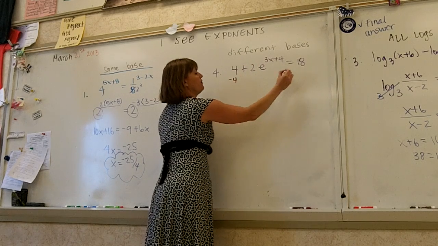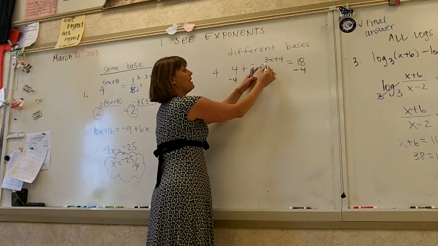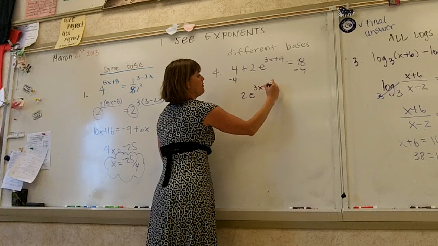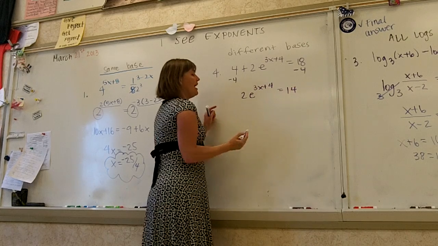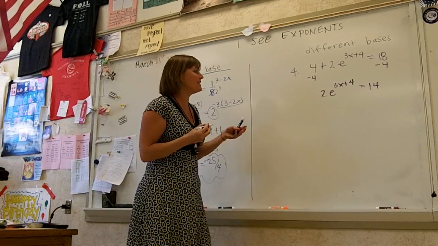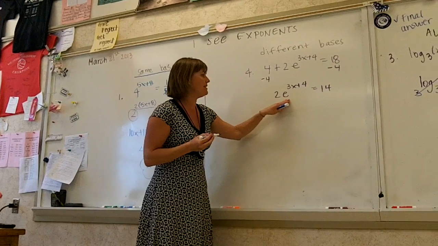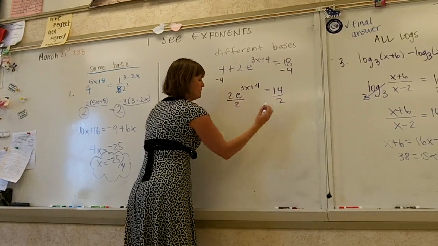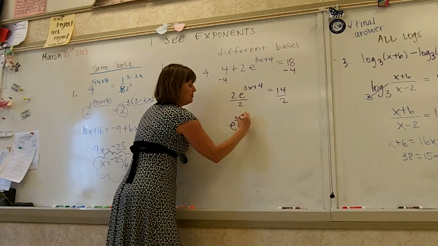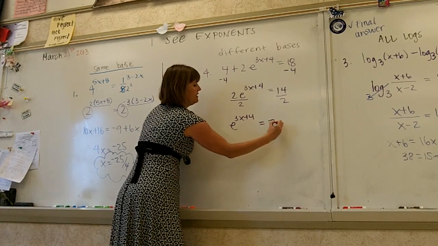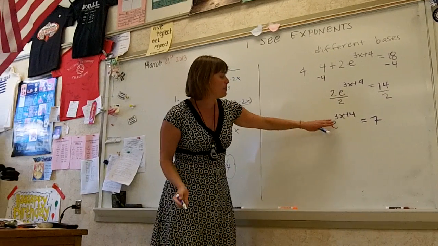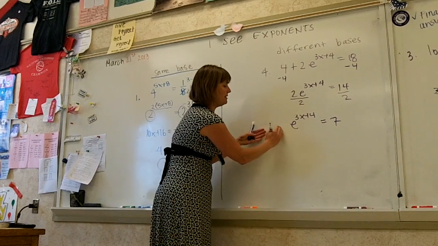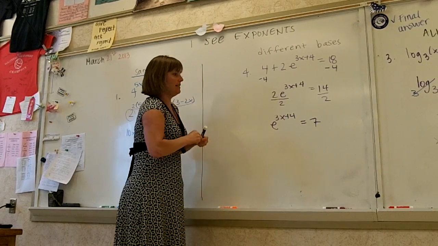So I'm first going to subtract 4 from both sides, because I have to isolate this base. So 2e to the 3x plus 4 is equal to 14. I still have to get the e all by itself, or whatever this base is all by itself. So my next step then, divide everything by 2. So I get e to the 3x plus 4 is equal to 7. Okay, now see how I have this base right here? It's isolated. It doesn't have anything in front of it. So when it has nothing else in front of it, then I can log.